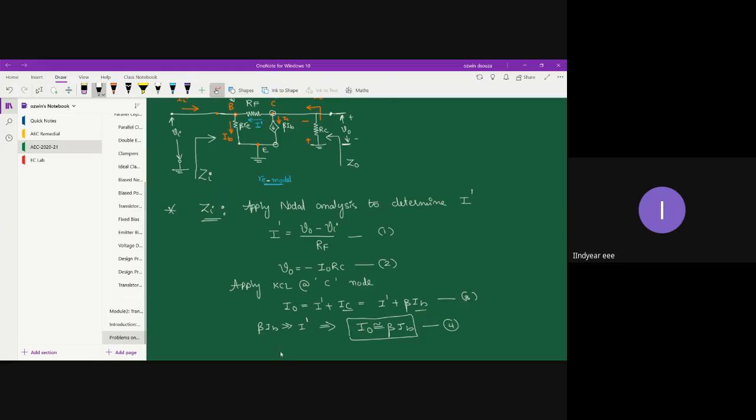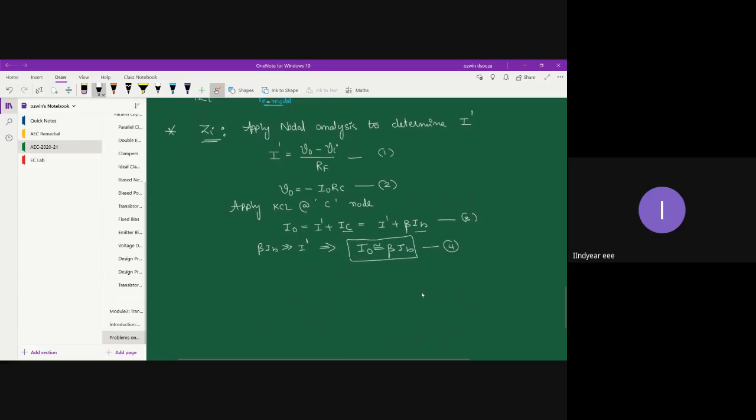On what note? On the fact that beta IB, which is IC, is very large in comparison with I dash. Because this I dash flows through RF, and RF value is generally very high. This RF also helps in keeping base current under check. So that's the approximation we follow on the output side. So I naught becomes beta times IB.